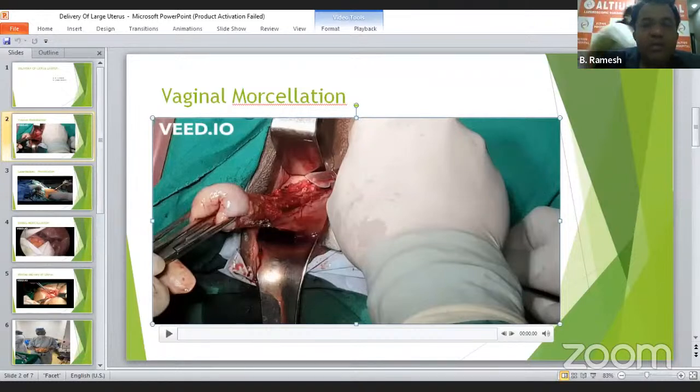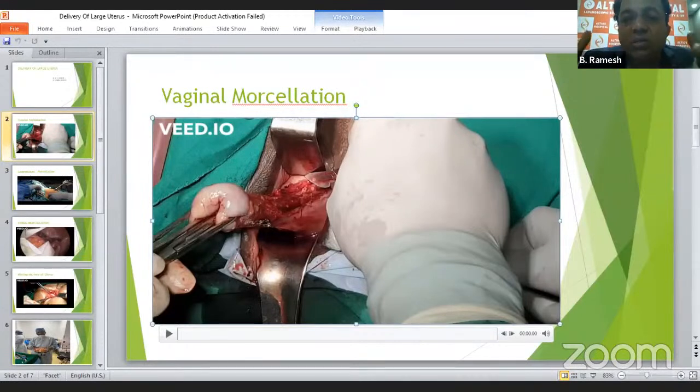So the biggest advantage of vaginal morcellation is that it is the natural orifice, and you don't have to make a big incision on the abdomen for the morcellation. The only primary thing you must know is that the specimen should cross the pelvic brim and come into the pelvis, and only then can you morcellate.